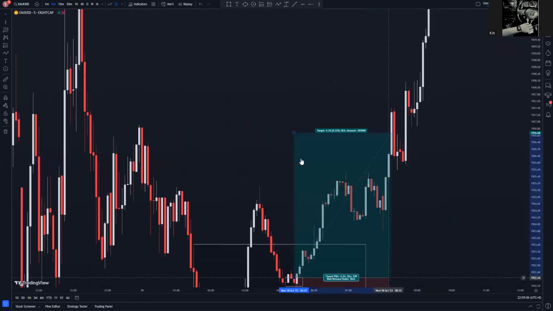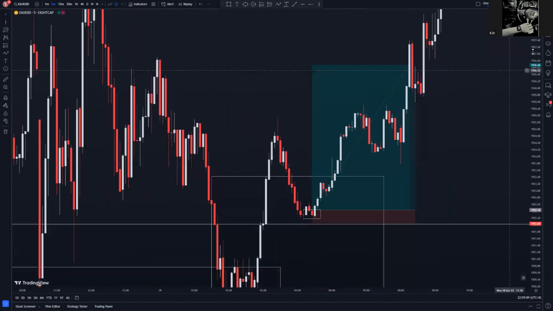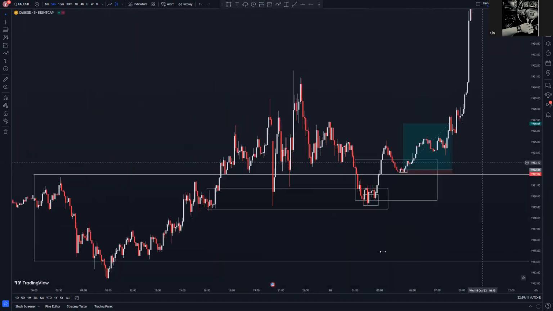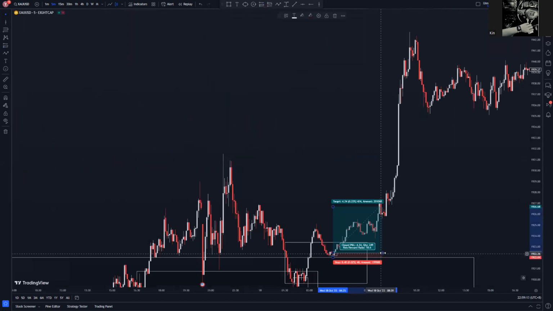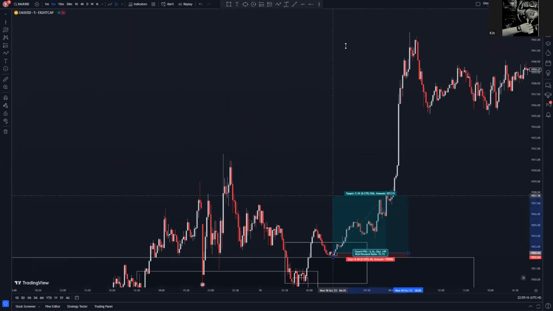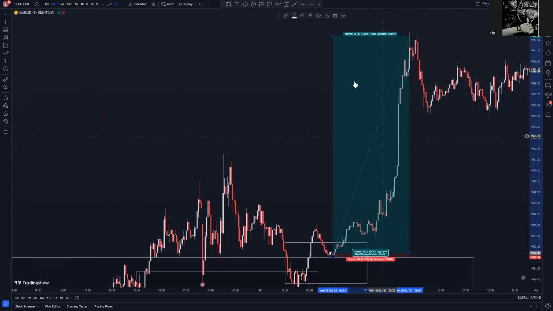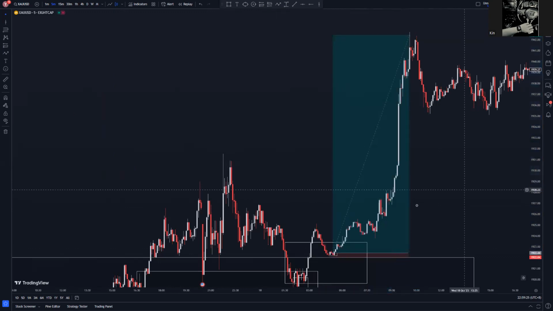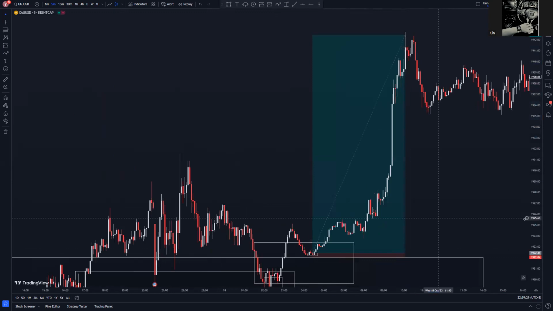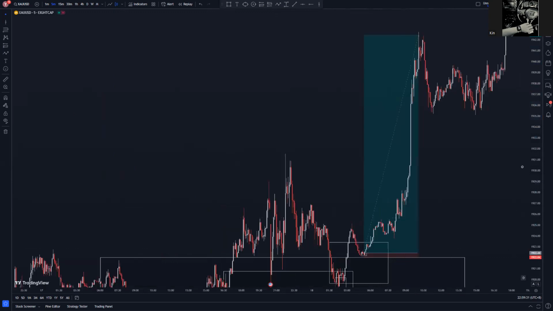And you're going to get how many R? Let's see this one. How many R, guys? Yeah, 50R. Okay, this is how it works. 50R.